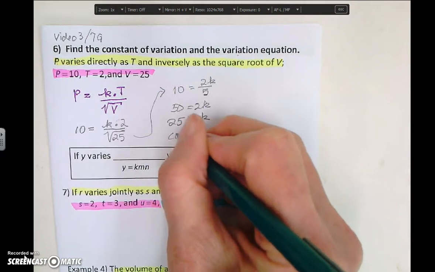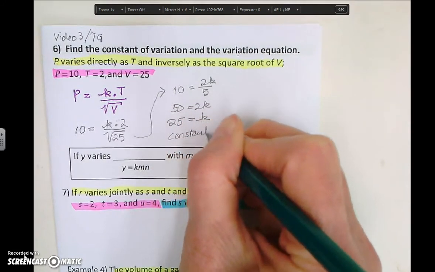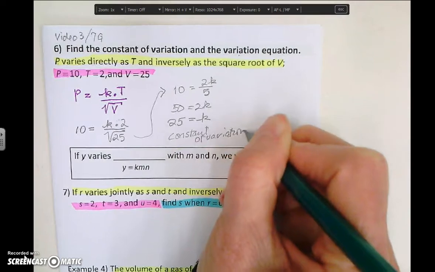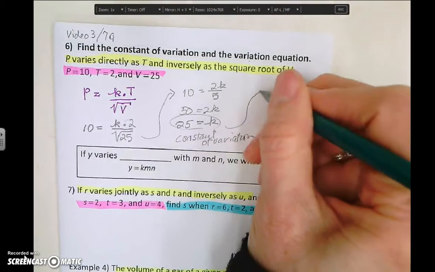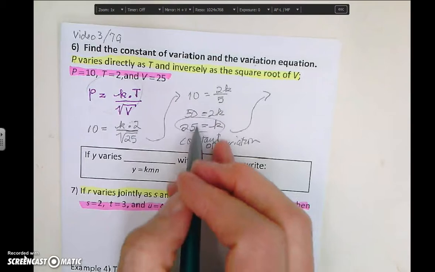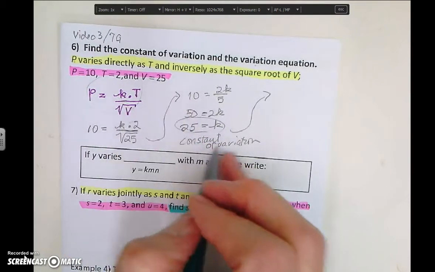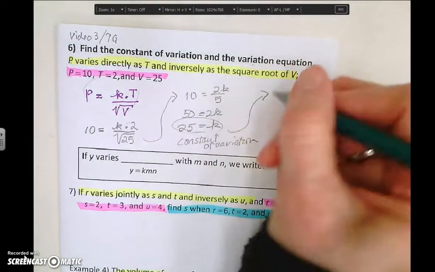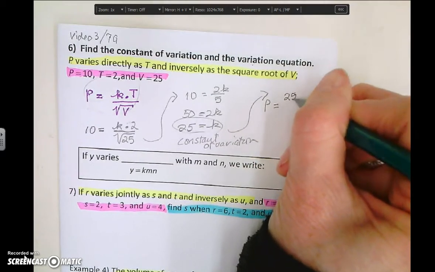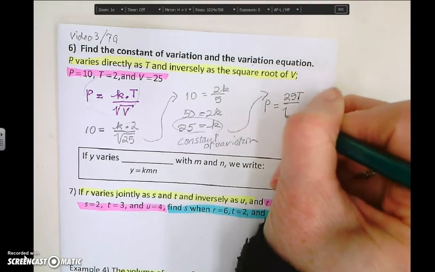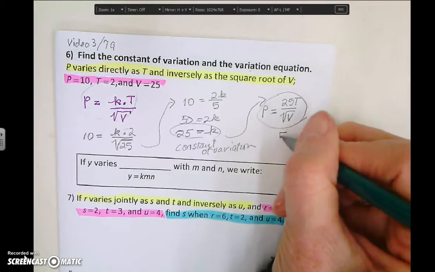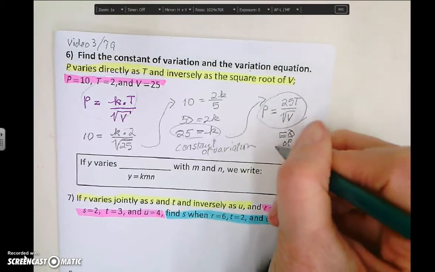So this is my constant of variation right here. And then I'm going to have to put it into this. I need to put that K in for this problem, and I get that P is equal to 25T divided by the square root of V. And this is my equation of variation right there.